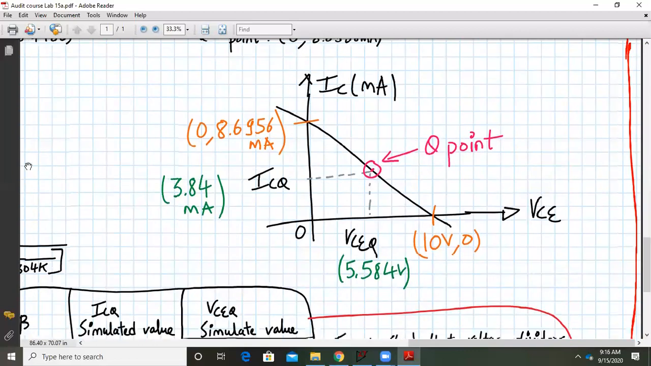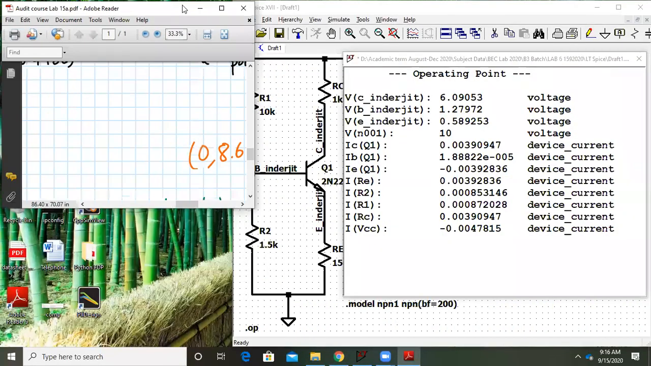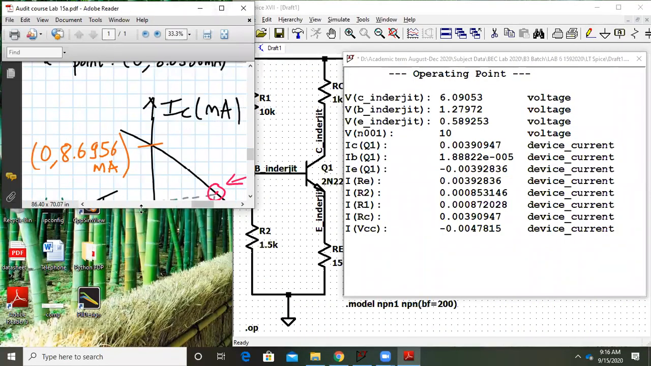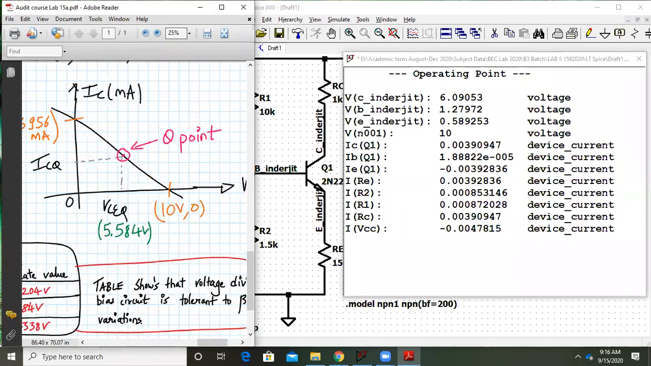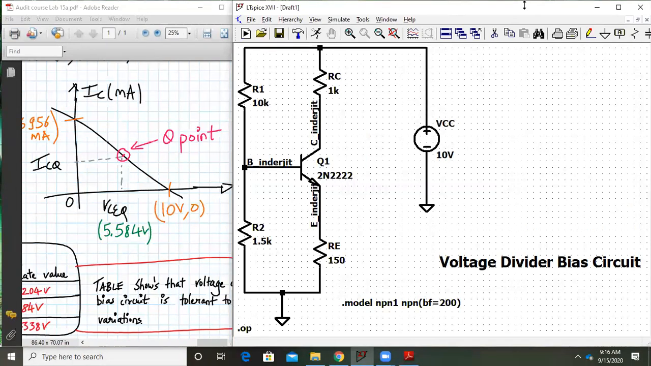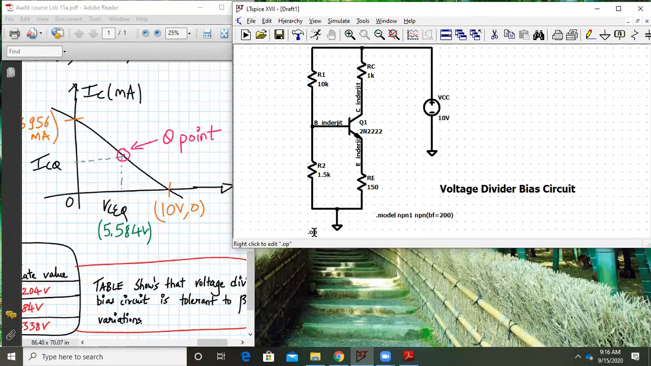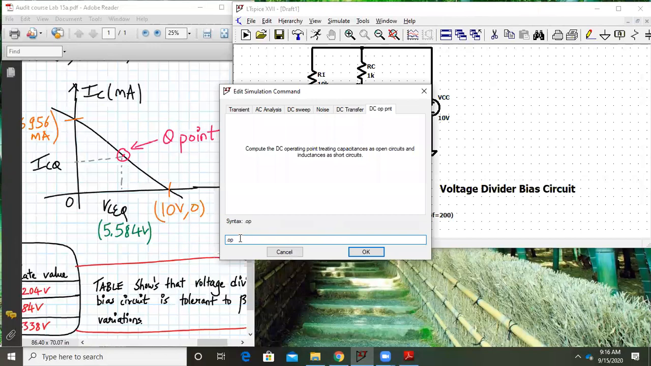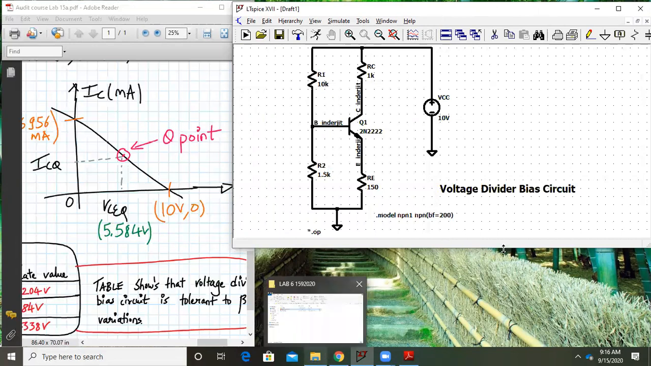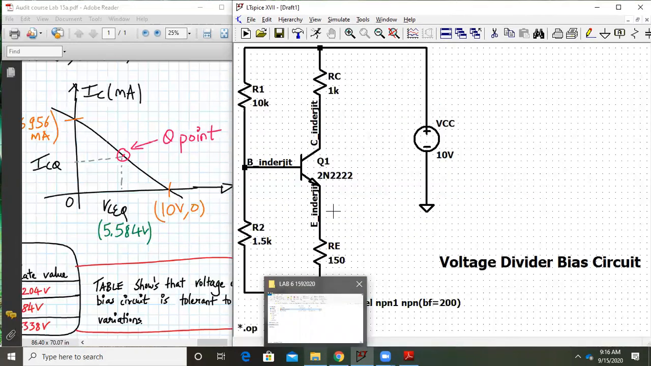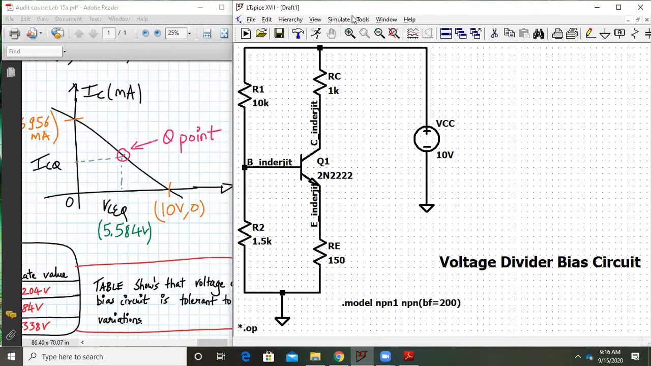Now let us do one thing. Let us try the same thing in LT-Spice. I'll go to LT-Spice and try to plot this Q point on the DC load line. For plotting it, we will deactivate this dot operating point for some time. For deactivating, I'll just put a star at the start, which means it will be deactivated. Now I will run this circuit again.